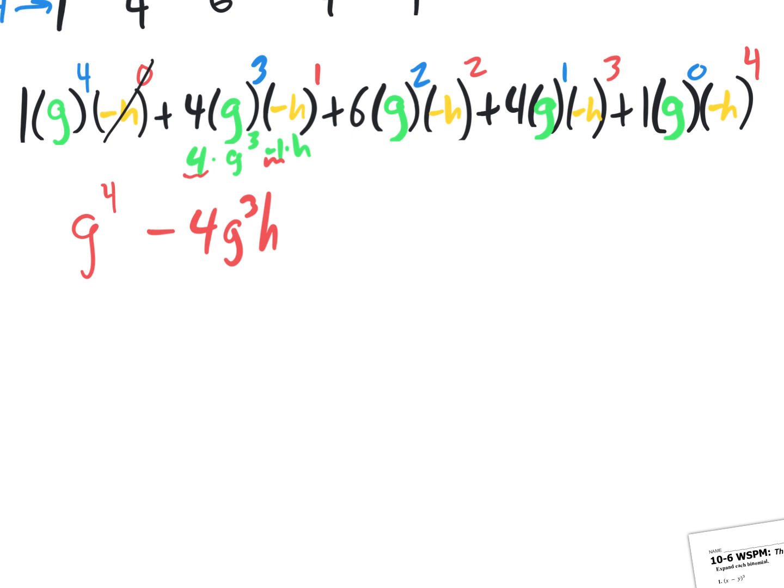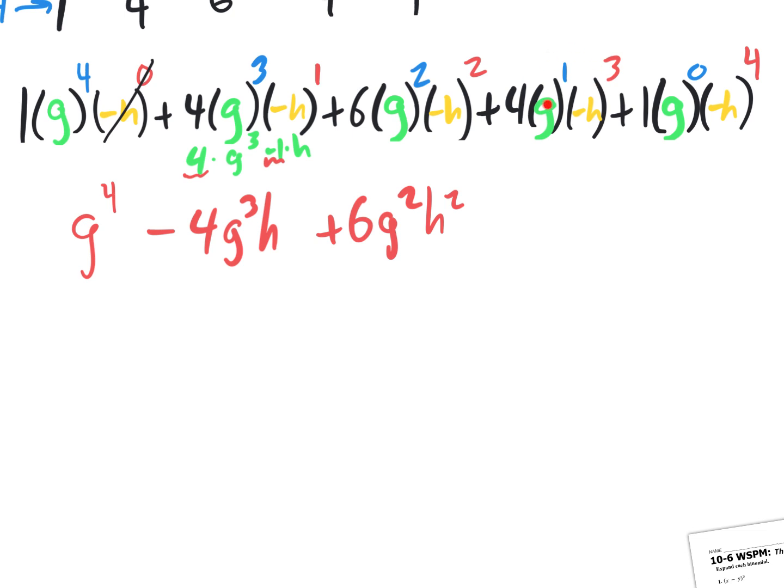And then you move on to the third term of our answer. That's pretty simple. G squared is just g squared with a 6 in the front. And a negative h times itself 2 times will be a positive h squared. So what we really have is a 6g squared h squared, and that is a positive 6g squared h squared.